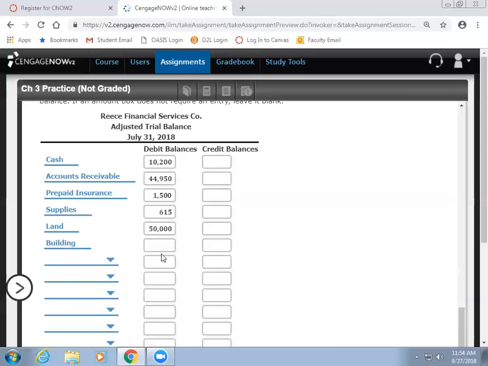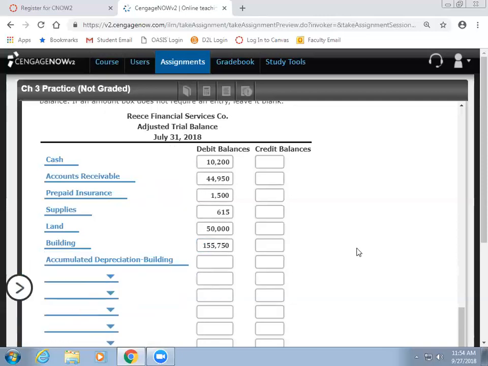How about building? Have we done anything to building? No. So it's going to stay on the books as $155,750. Well, then we have accumulated depreciation on the building, and we know it's a credit. Its original amount was $62,850. Did we do anything to accumulated depreciation? Yes, we did. And we credited it, right? For $6,400. So we started with a balance of $62,850, and that was a credit balance, and we credited it $6,400. We're just going to add that together.